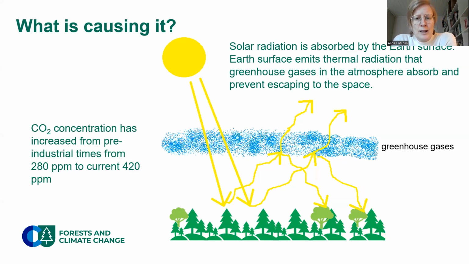Due to the anthropogenic emissions, the CO2 concentration in the atmosphere has increased from pre-industrial times, when it was around 280 parts per million, to the current 420 parts per million. And this is why a larger share of the thermal radiation emitted by Earth's surface is absorbed by the atmosphere and remains there.